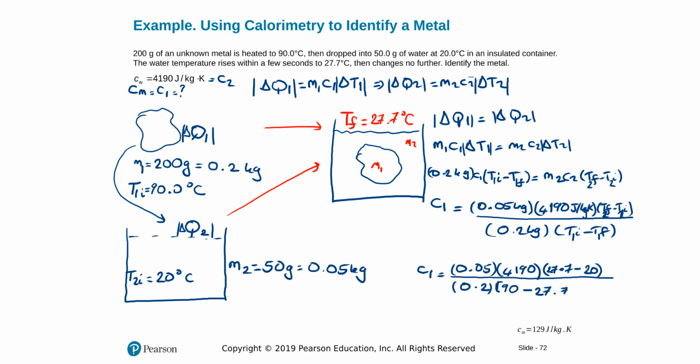27.7. So once I put in all these and solve for my C1, which would be the heat capacity for my metal, I'm going to find 129.47 joule per kilogram Kelvin. And if I check my table, I'll see that this thing is, let me check that, I forgot. I believe it was aluminum.